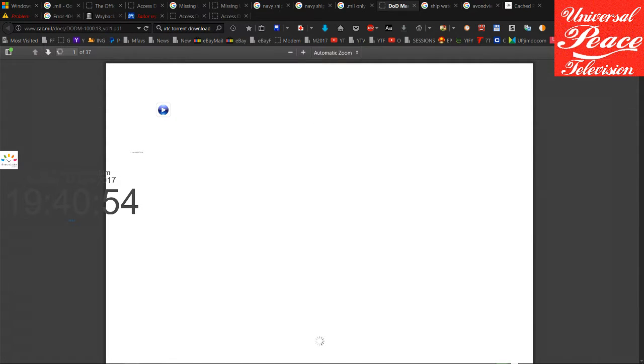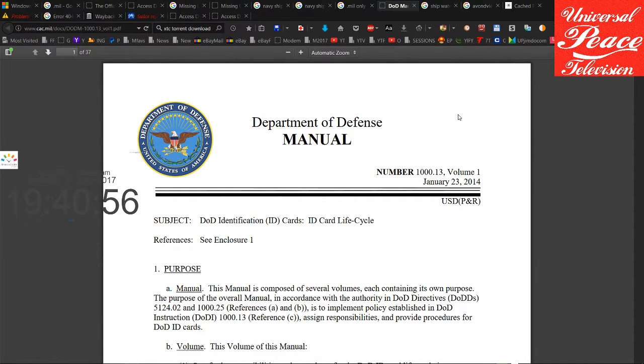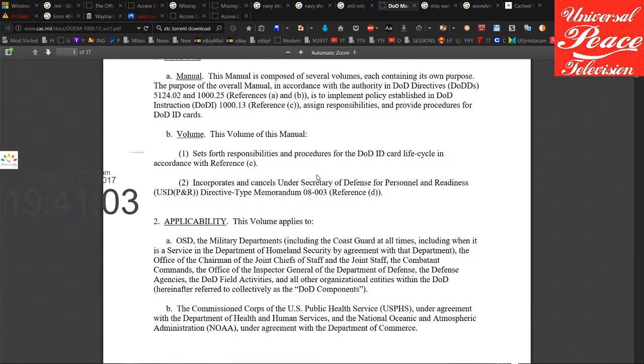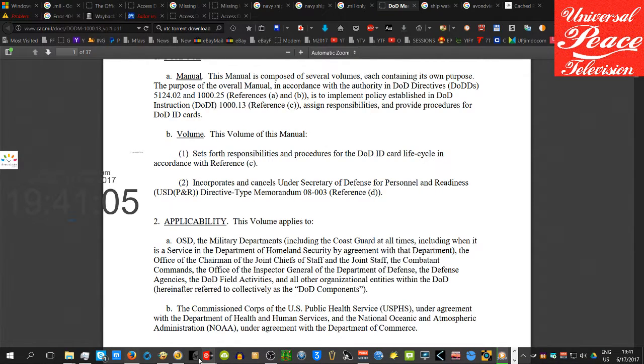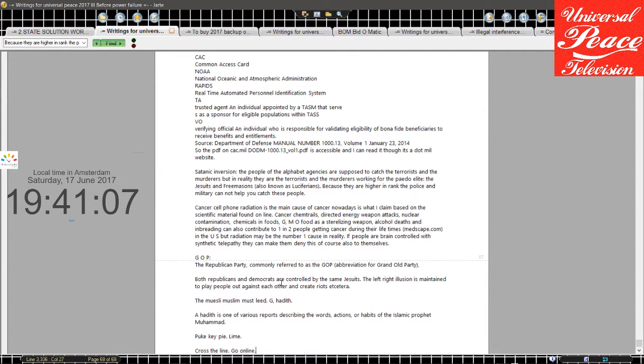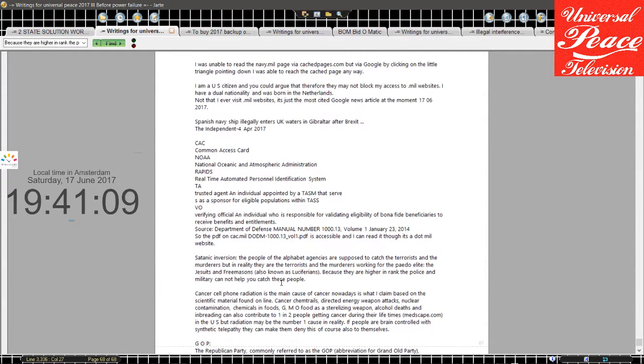The Department of Defense manual. So you need that common access card to get anywhere nowadays.